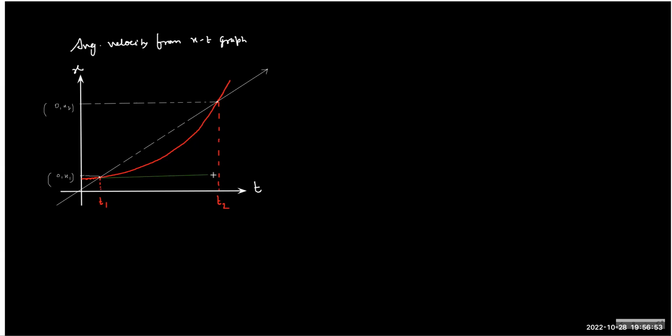What is the displacement for the interval T1 to T2? At T1, you are at X1. At T2, you are at X2. So what is your displacement? X2 minus X1. And what is the time interval?